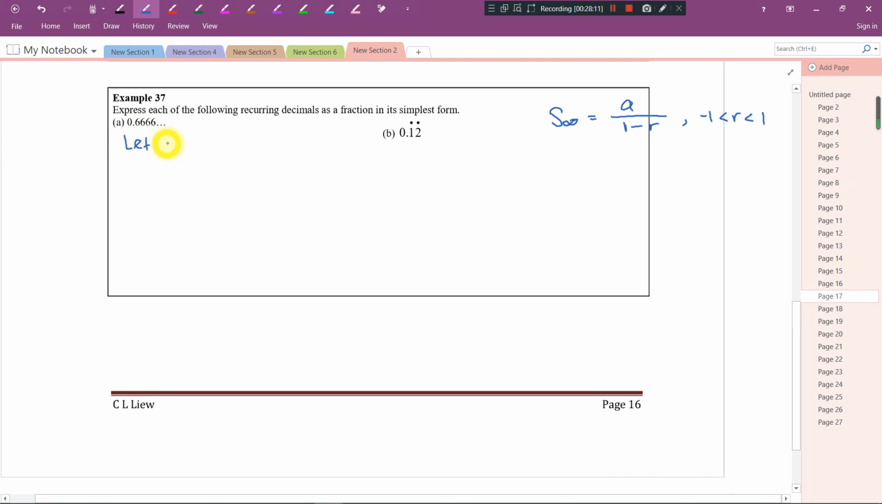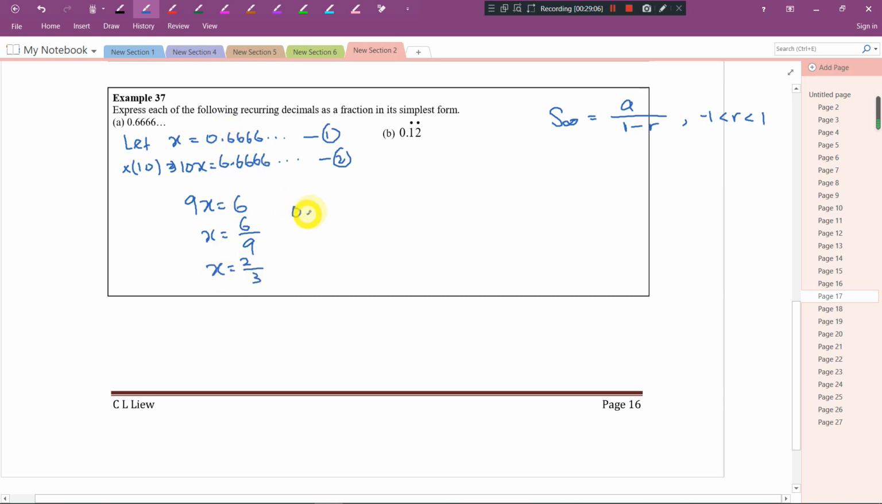Okay, so you remember this method. Let's say x equal to 0.6666. Then how about I times 10. So this is the method that you learned previously. So it becomes 10x, and this will become 6.6666. Okay, so this is the first one, this is the second one. After that, we want to eliminate this part, right? I take the second one minus the first one. I will get 9x, 10x minus x, and this part will actually cancel out. You will get 6. So x is equal to 6 over 9, x is equal to 2 over 3.